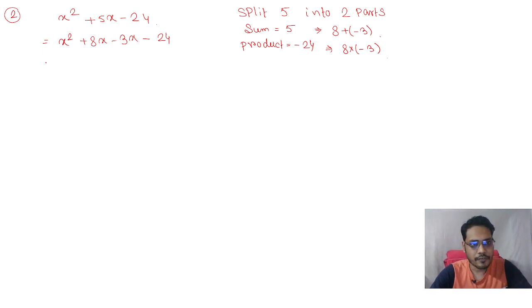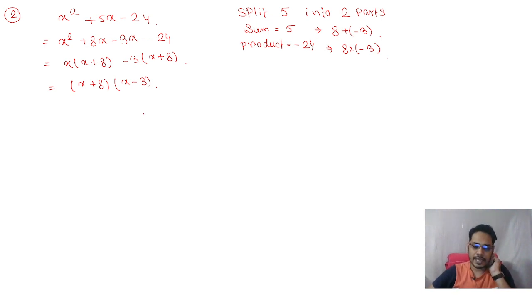That is perfectly matched. Now from the first two parts take x common, so it will be x plus 8. Now here take minus 3 common, so it will be x plus 8. So from the first and second part, you can take x plus 8 common. So (x minus 3) into (x plus 8) will be the factorization of x square plus 5x minus 24.